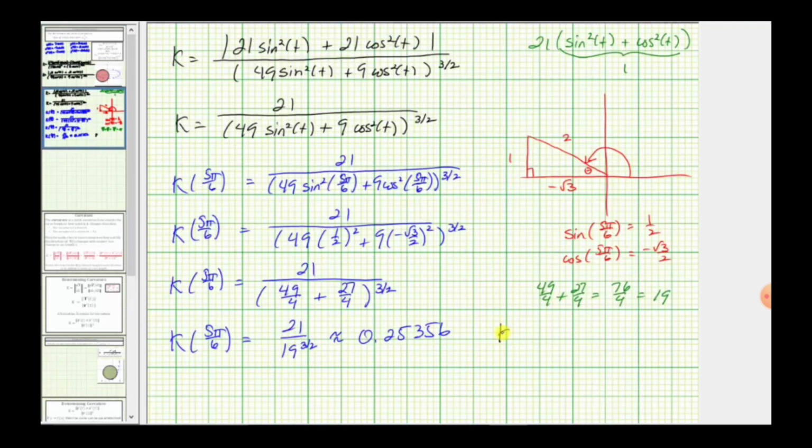Now if we go back to our question, we're also asked to determine the radius of curvature, and remember, the curvature is equal to the reciprocal of the radius of the circle of curvature, which means the radius is equal to 1 over curvature. So the radius of curvature, which I'll call r, at 5 pi over 6 is equal to 1 over the curvature, or the reciprocal of the curvature, which is 19 to the 3 halves, divided by 21, which is approximately 3.94377.